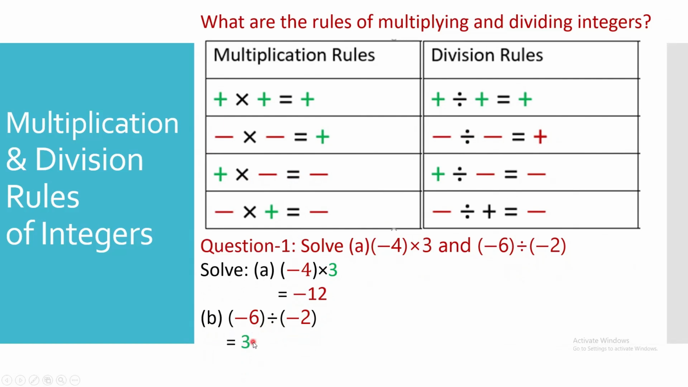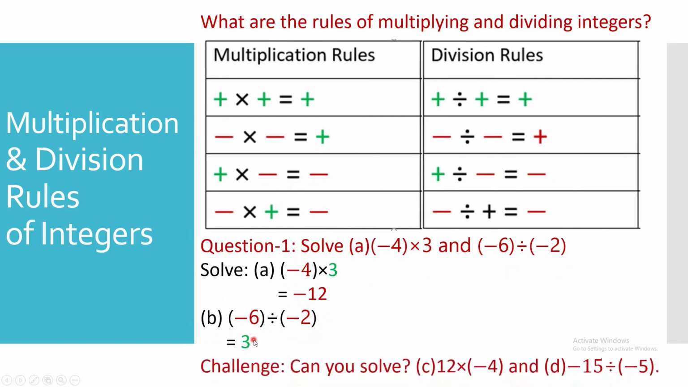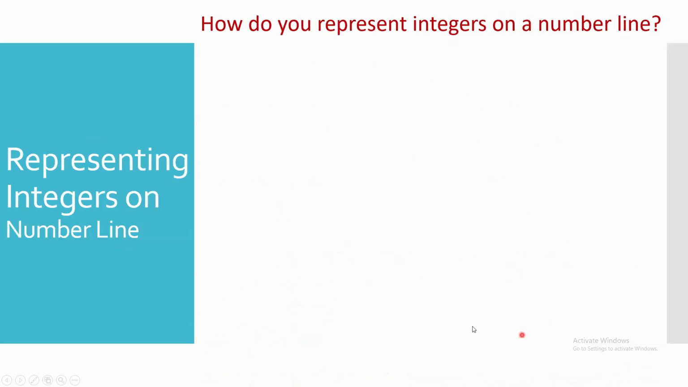So the answer will be positive 3. So one challenge for you, can you solve it yourself? I think you can solve it according to the rules of this here. You have to multiply 12 with -4 and you have to divide -15 by -5.